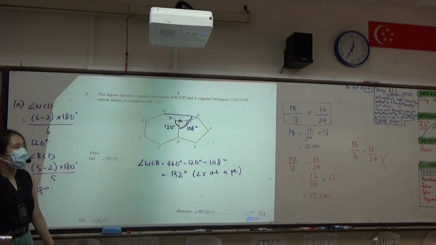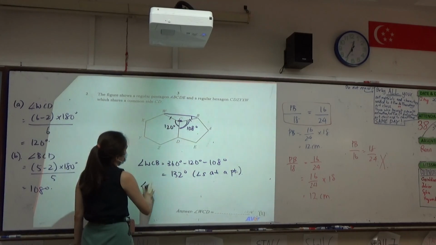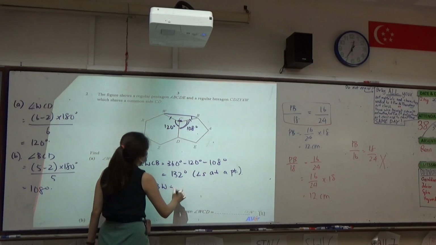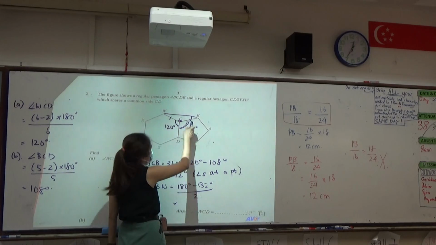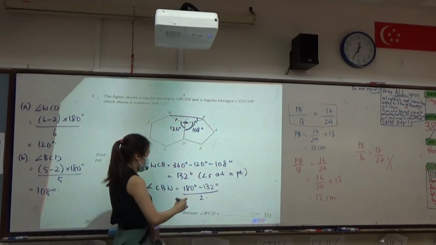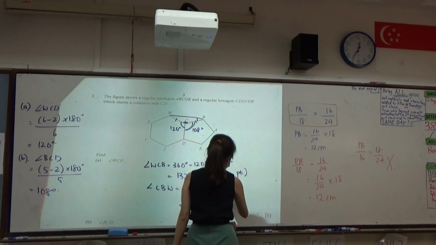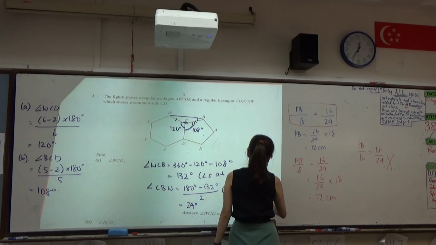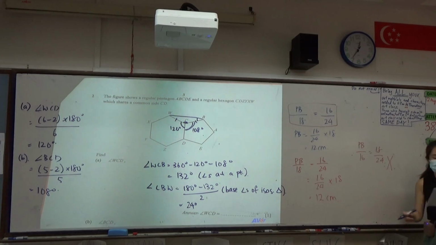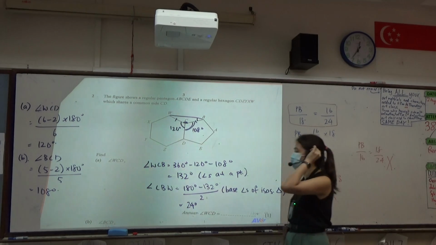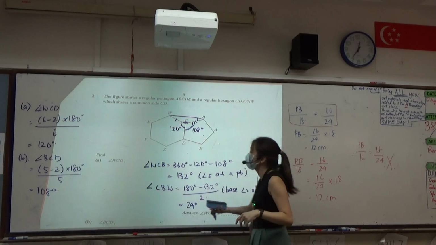Then after that, because it's an isosceles triangle, angle CBW will be 180 minus 132 degrees divided by 2, because both of these angles are the same, and we get 24 degrees. So that's how you do question 2 part C. Technically, maybe 2 part C has some slight challenge in it, but A and B should have been manageable.